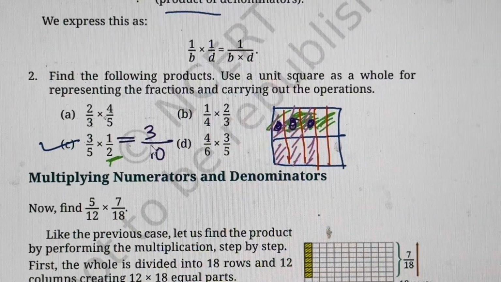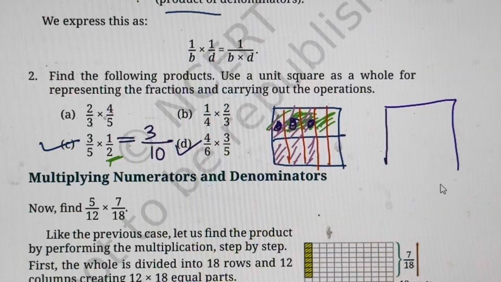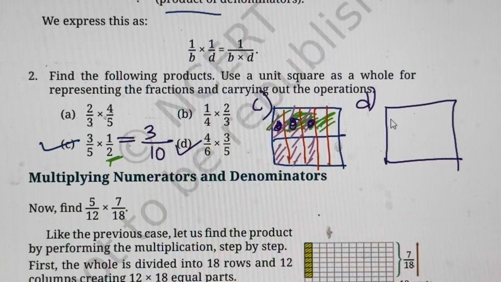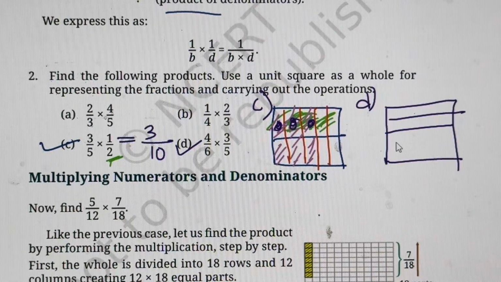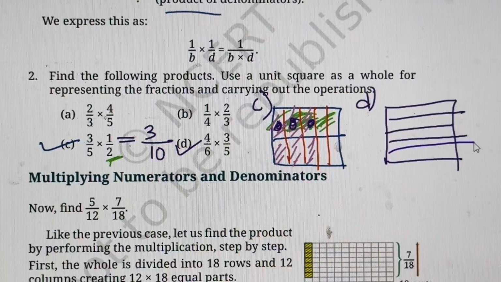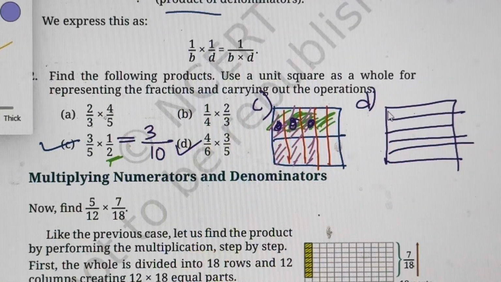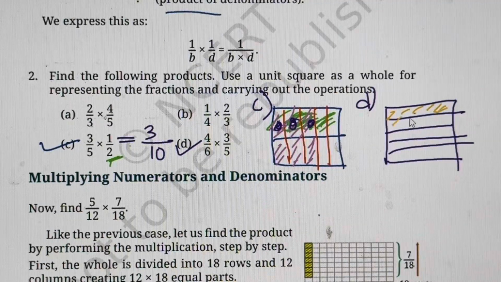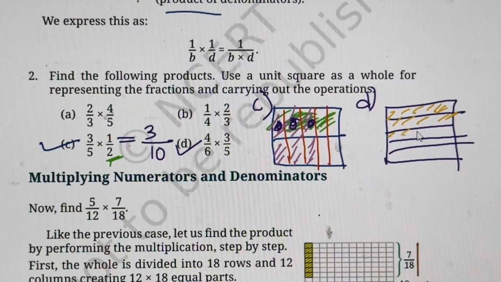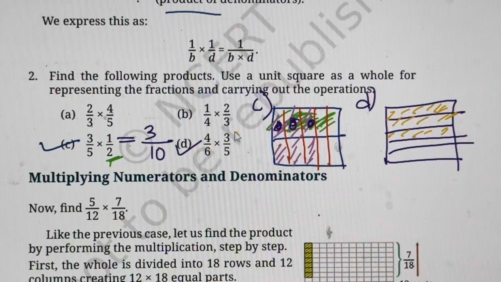Now we do question number D. So 3 upon 5. So first we show 3 upon 5 in a square. This is question C and this is now D. So 3 upon 5 means we make 5 parts. Right? So that way we just shade 3 parts. 1, 2, 3. Right, now we showed this only 3 upon 5.